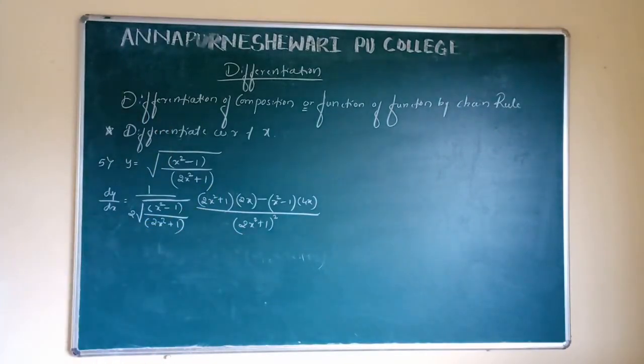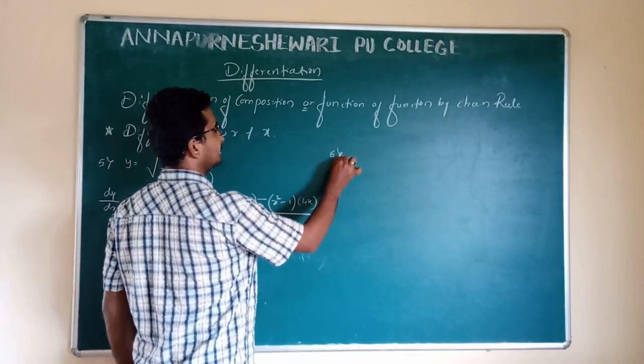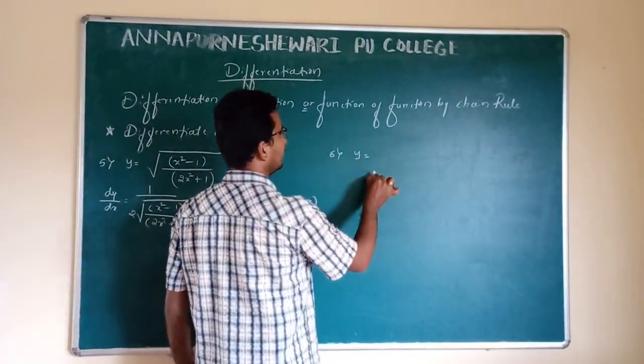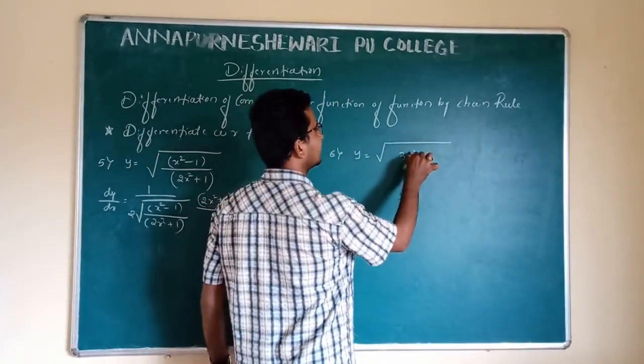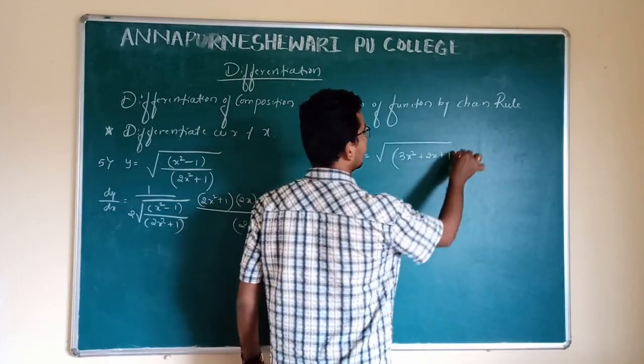Getting? So these are some basic examples for the chain rule. Getting? The next example. When I take the sixth example, this is also very simple. Whenever it is having y equal to whole root of 3x square plus 2x plus 1 raised to 6.